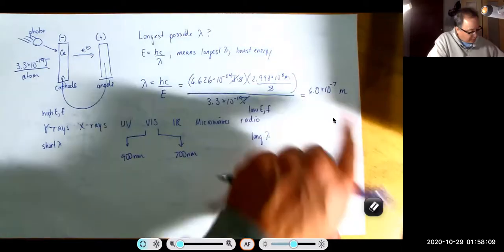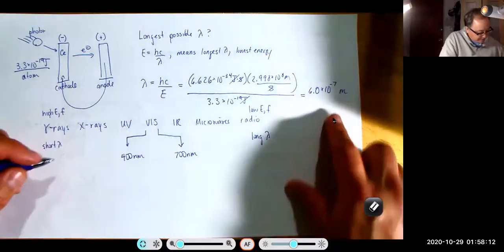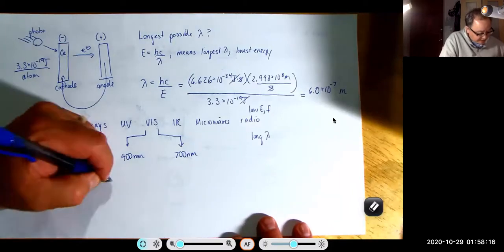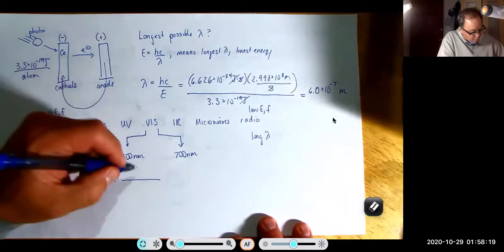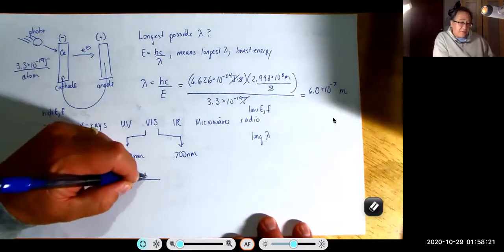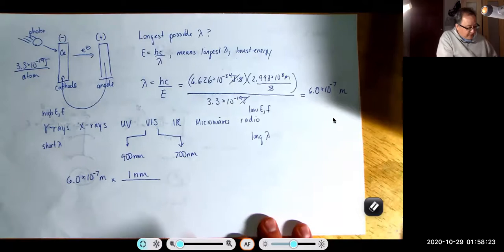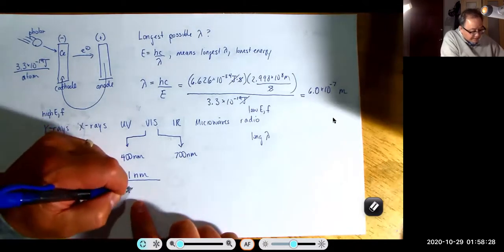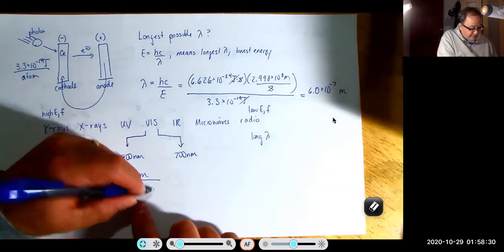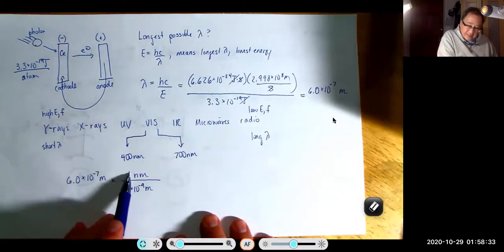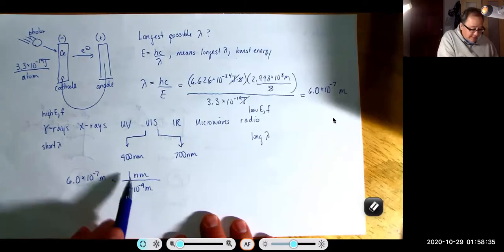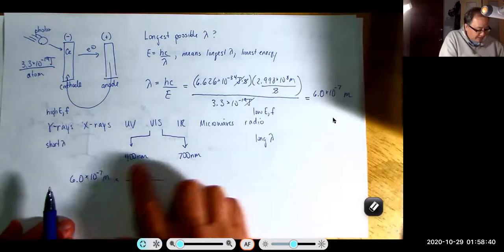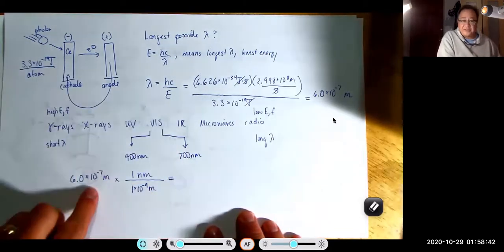Let me show you a way to convert this to nanometers. 6.0 times 10 to the minus 7 meters times 1 nanometer. That's what I want to convert this to, so that's why I have nanometer here. I need something equivalent in the bottom, so I'm going to put 1 times 10 to the minus 9 meters, because this 10 to the minus 9 is the same as that n, and this meter is the same as that meter. So I know that this is equal to 1, and since I'm multiplying by 1, I'm not changing this amount.